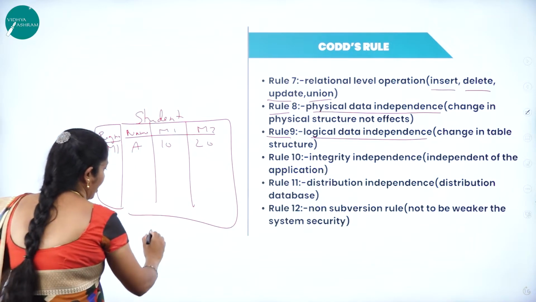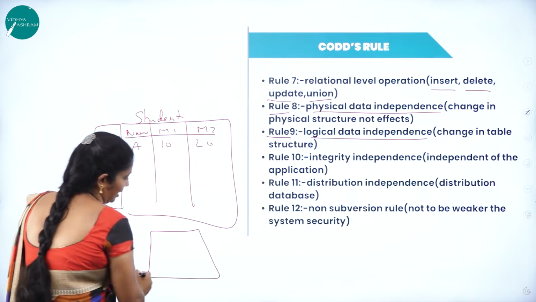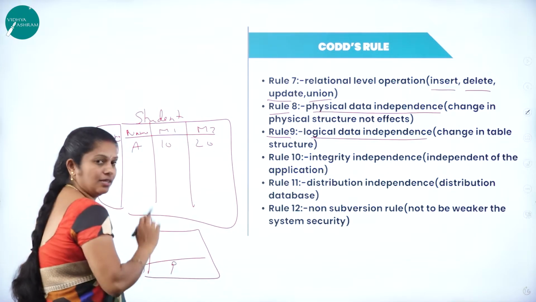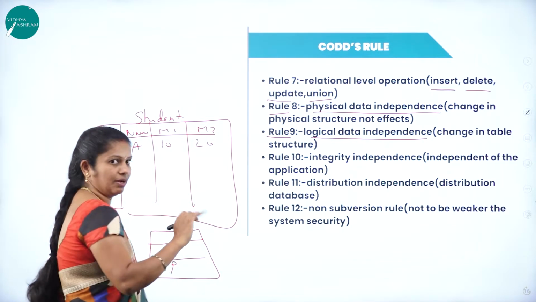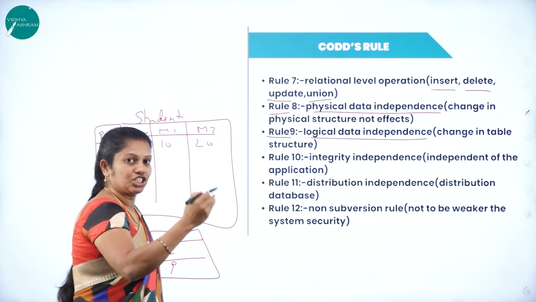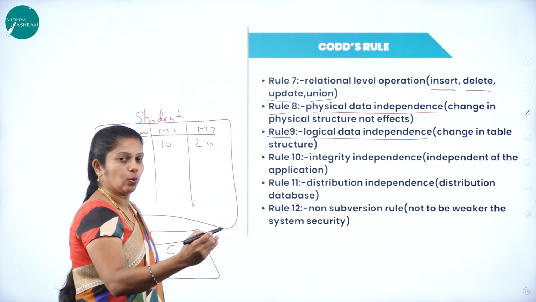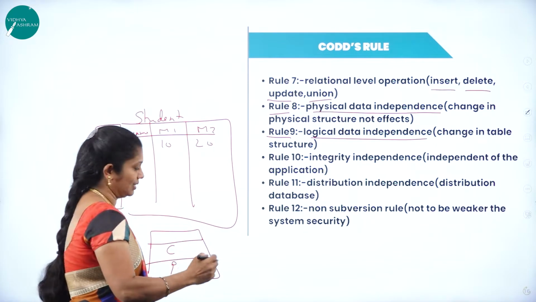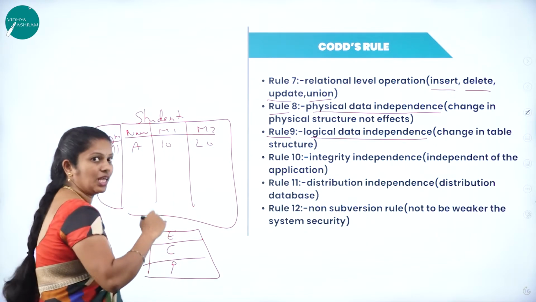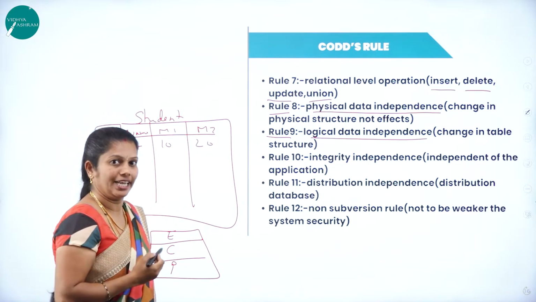For example, if I consider the levels, we have the physical level. Physical level means where exactly the data is stored. The conceptual level mainly deals with the structure of the data: how much space it requires, where it is stored, which data type it is, and how it can be accessed. And the external level deals with how the user views the data.